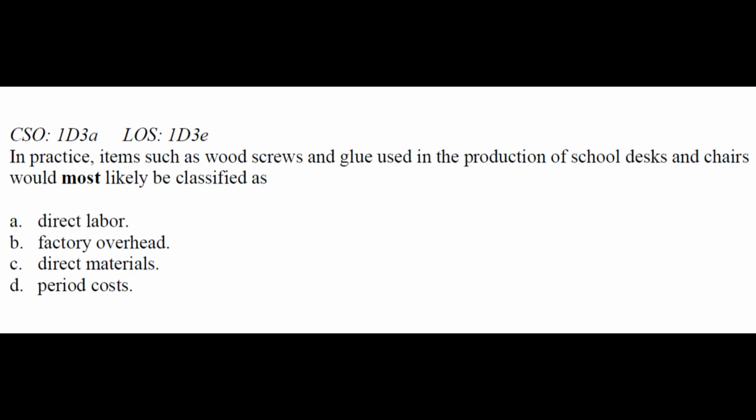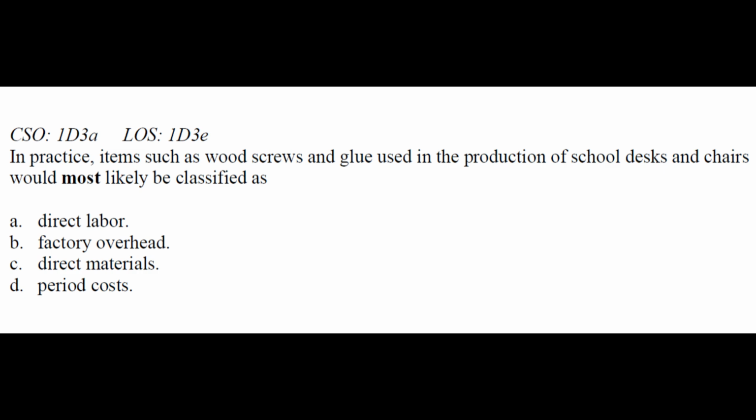A. Direct labor. Incorrect. Direct labor refers to wages of workers physically making the desks, not materials like screws or glue. B. Factory overhead. Correct. Wood, screws and glue are indirect materials because they are necessary for production, but not economically feasible to trace to each individual desk or chair. Therefore, they are classified as manufacturing, or factory, overhead.